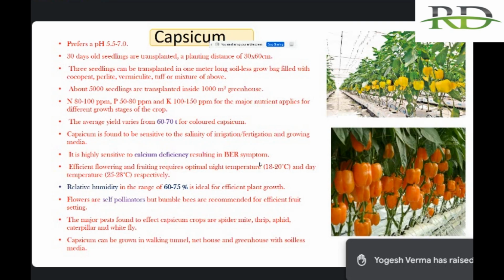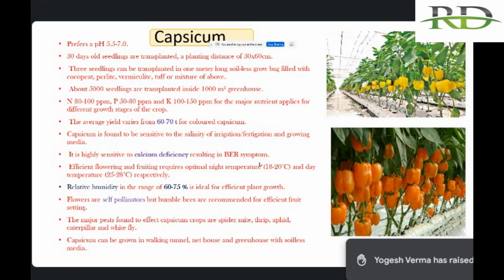As we know, in the greenhouse structure, there are no natural pollinators. Capsicum is a self-pollinator, but if we introduce bumblebees, they can result in efficient fruit setting.